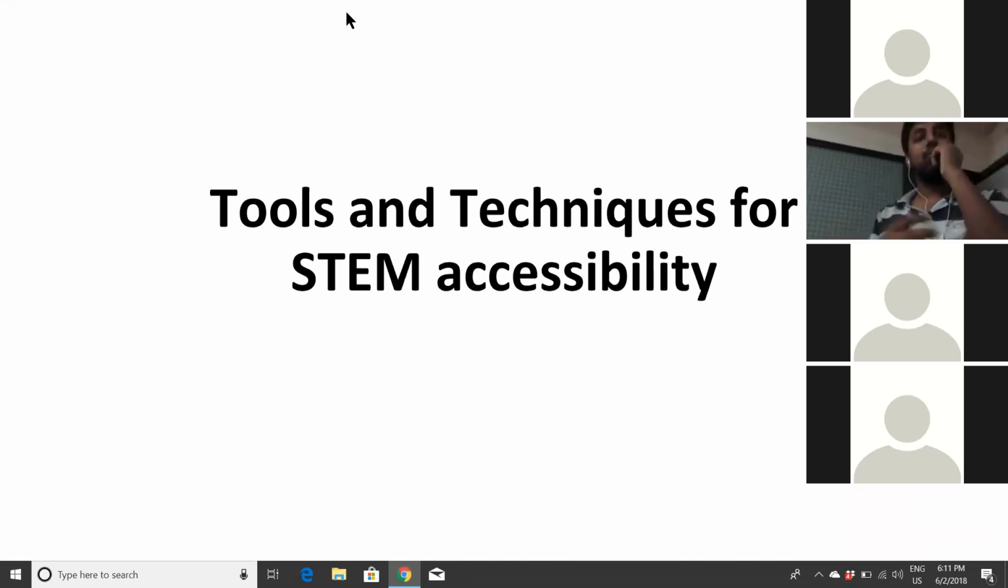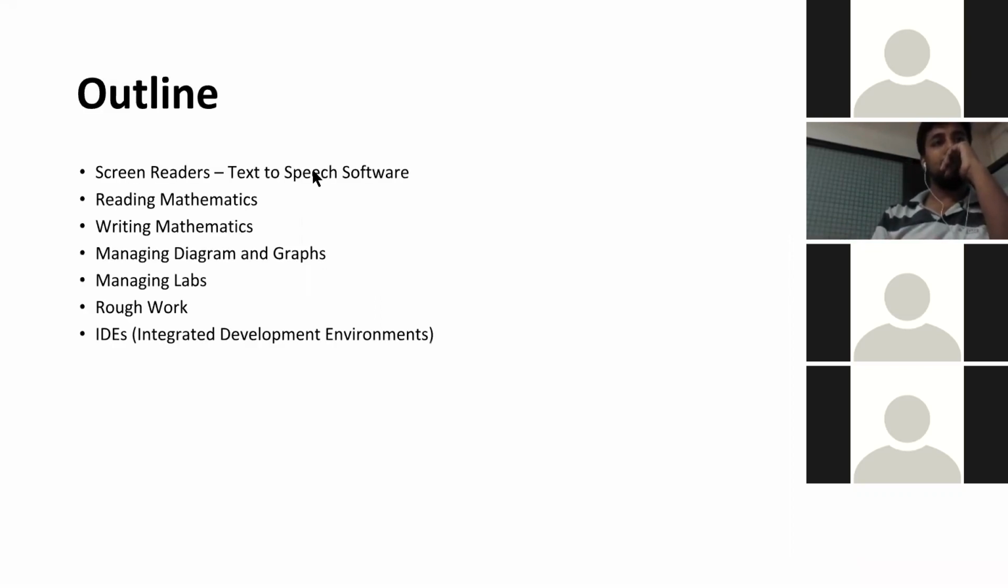So talking about how to read mathematics and science, how to write mathematics and science, and then we'll be going into how do you do lab work, how do you do graphs, for example. Then rough work or scratch work is a crucial component of math and science as well. So we'll also be spending some time talking about how do we do that. And we're going to end with some perspective on how do blind developers code. And so that's going to be another interesting thing that we're talking about.